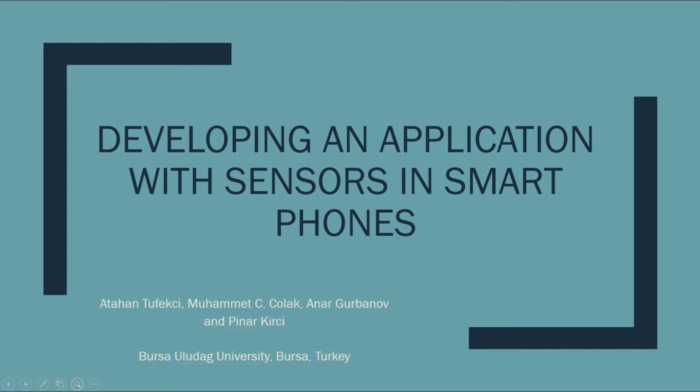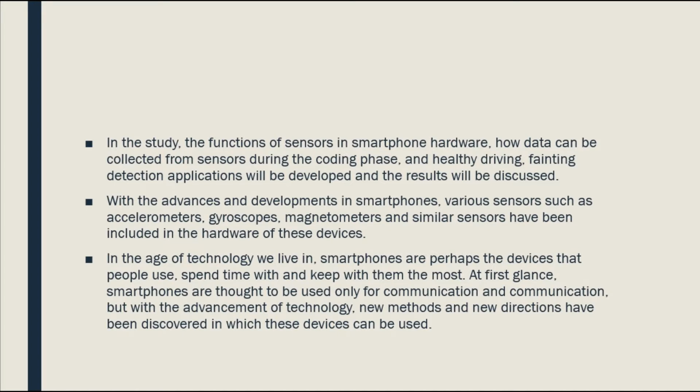Developing an application with sensors in smartphones. Thanks to these sensors, it is possible to obtain various data about the person using the device and its environment. These data can be accessed with the libraries used in the mobile software development phase. Applications were developed by processing this data accessed with mathematical methods or machine learning algorithms. With these applications, it has been possible to obtain results in many areas about people using smartphones.